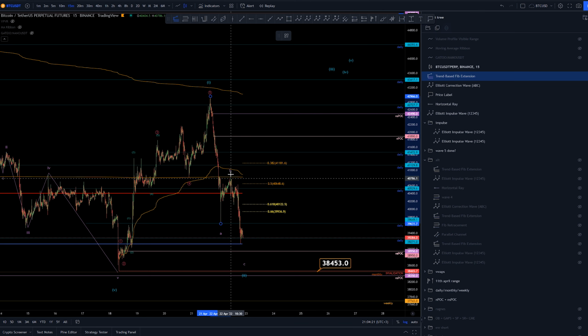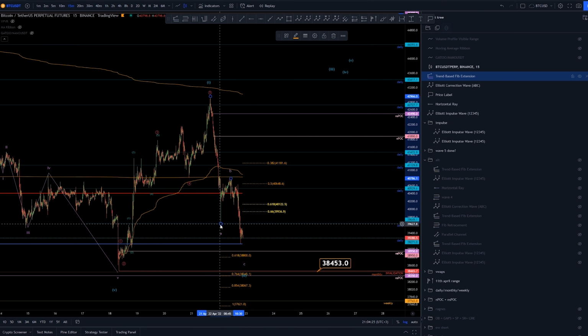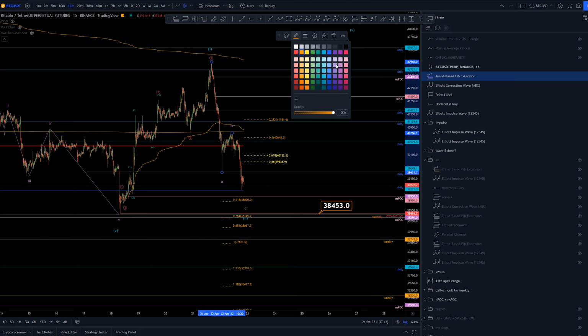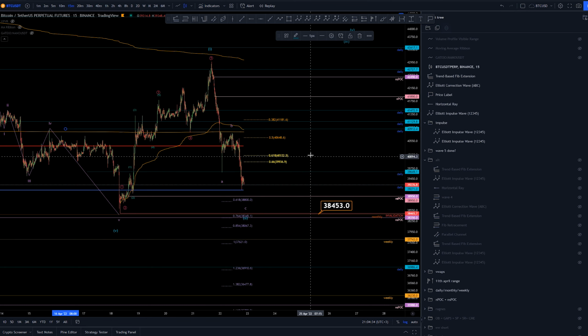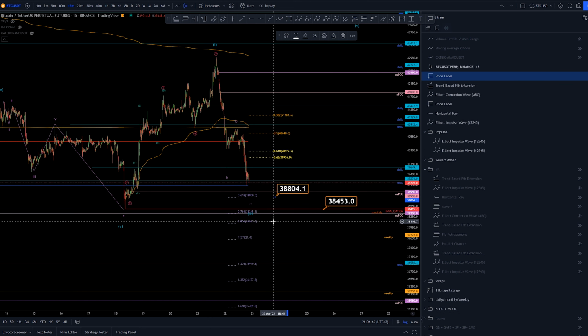We're taking again the extension tool from the highs to the lows of A to the highs of B and projecting it downwards. Let's change the color. And well, the minimum target again would be 38.8k exactly, and looks like we are just about coming down maybe. But again, that would be the minimum target.